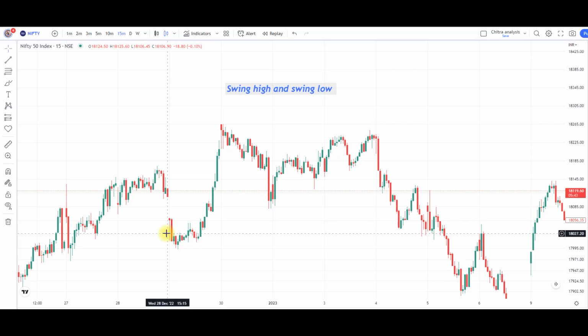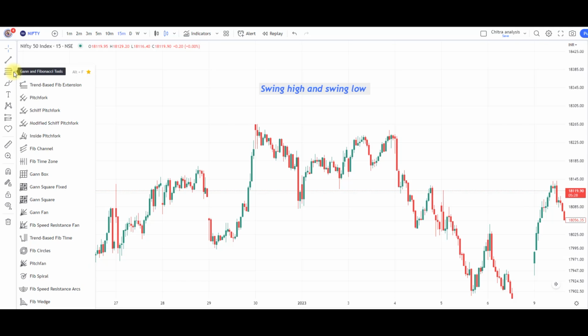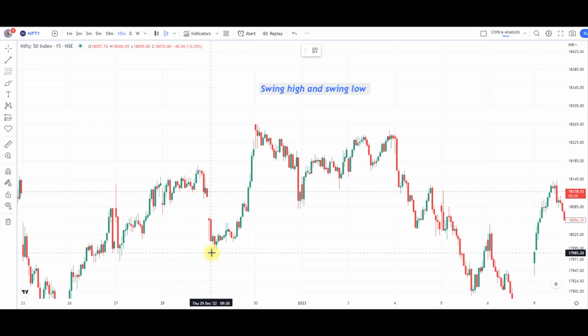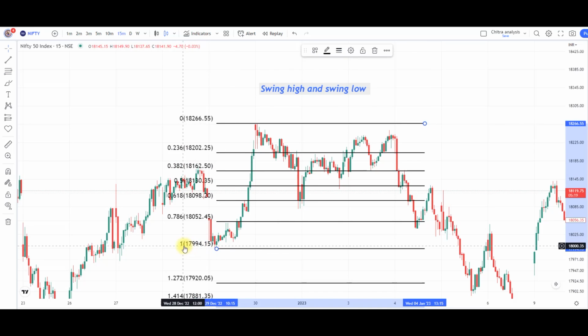So using Fibonacci, we need to draw the swing from low to high. So I am going to draw from here to here. This is the recently formed swing low, and this is the recently formed swing high according to the time frame we have taken. So go to the toolbar and click on Fib retracement and draw from swing low to swing high. Okay, so I have drawn from 100, 0.786, 0.618. So we can see all the percentages.